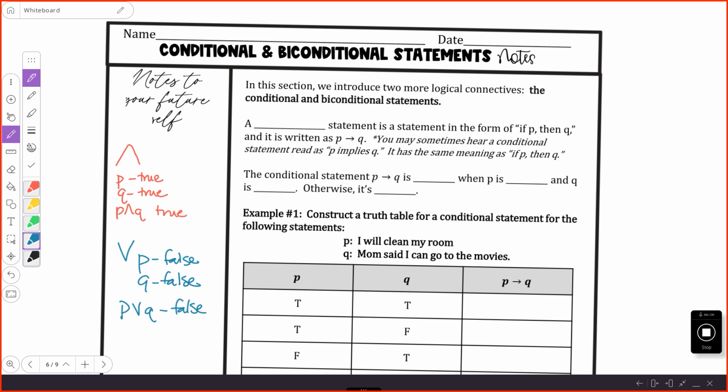A new connective. So these were the first two connectives that we did. This one is our conjunction, that's and. This one is a disjunction, that's or. And we now are introducing some new logical connectives. And the first one we're going to do is what's called a conditional statement. You have done these in English, and you probably did them in geometry. A conditional statement is what we often call an if-then statement.